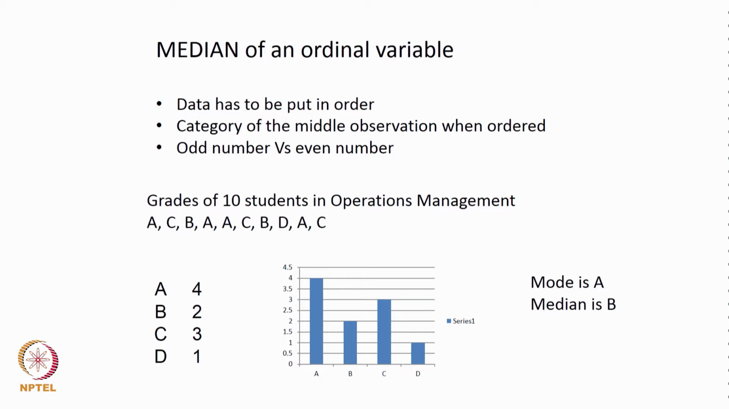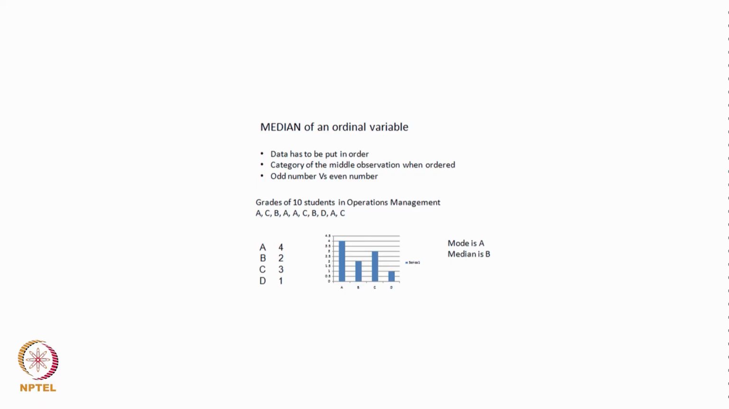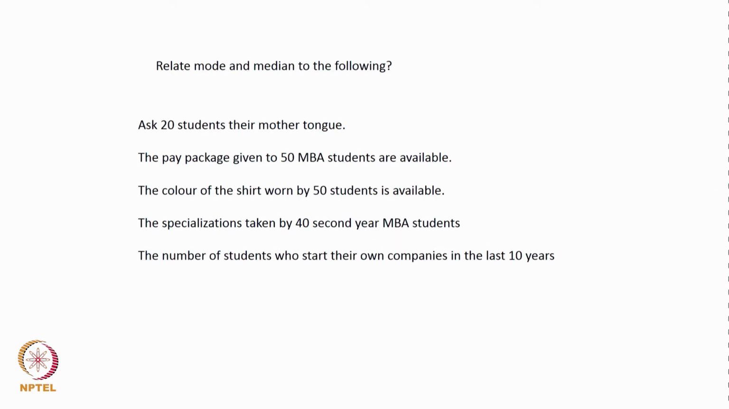So, if the data is ordinal, we can calculate mode as well as median, while if the data is categorical, we only calculate the mode, which is the same thing explained here with A being the mode and B being the median. Now, relate the mode and median to the following. We will do a small exercise here.